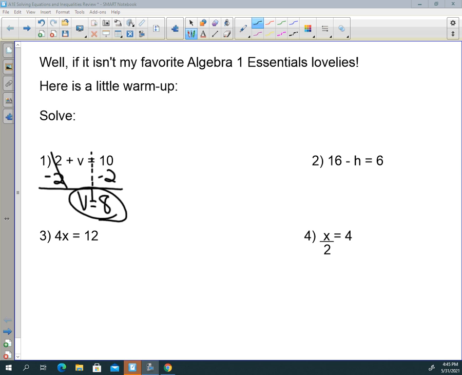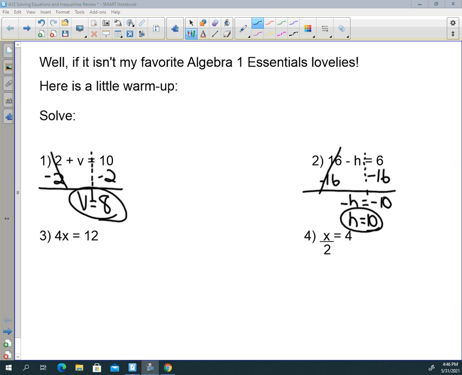Now, number 2 is only slightly trickier because when you subtract 16 from both sides, which is what you're going to do because then you're creating this cancellation, you've got a negative left over. But 6 minus 16 is negative 10. And you can handle this a few different ways. You can divide by negative 1 on both sides. You can multiply by negative 1 on both sides. Or you could just say, well, if negative h is negative 10, then positive h has to be positive 10, and there's your answer.